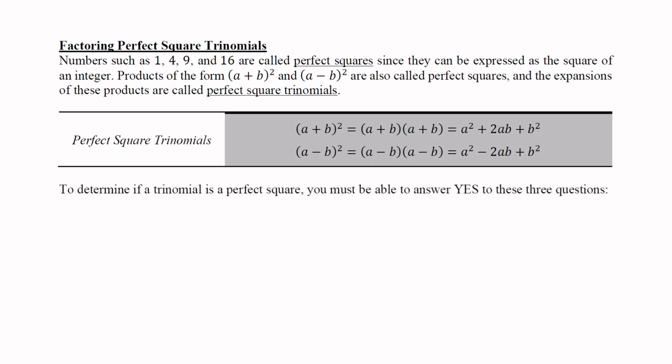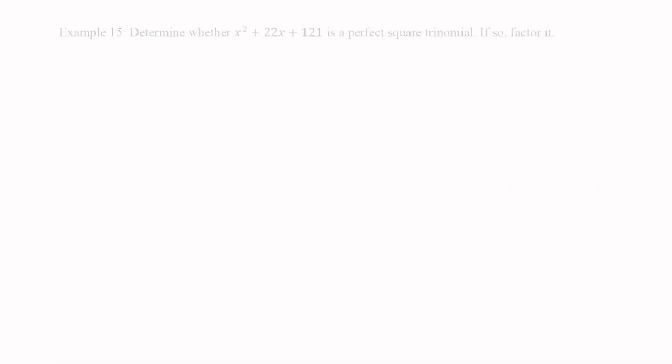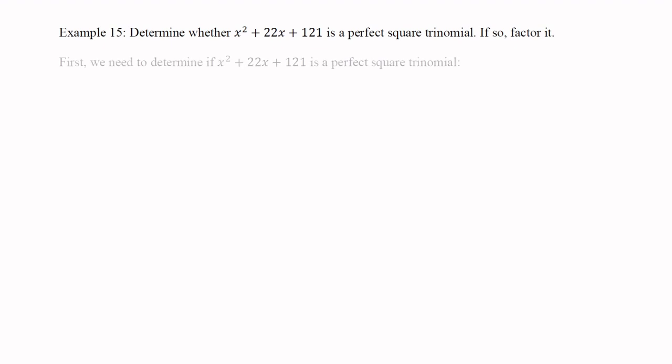To determine if a trinomial is a perfect square, you must be able to answer yes to these three questions. Is the first term a perfect square? Is the last term a perfect square? Is the middle term twice the product of the square root of the first and last? If you can answer yes to all three, then you have a perfect square trinomial and can use this form to easily factor it. So let's take a look at this trinomial, x squared plus 22x plus 121.